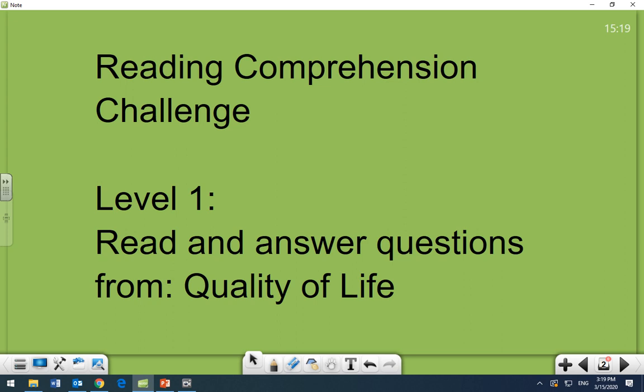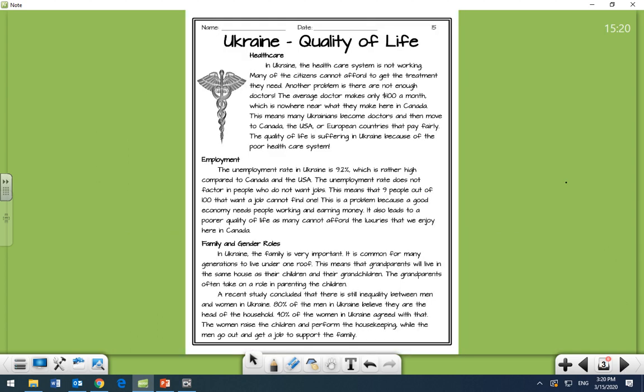You can choose. Everyone has to do level 1, which is to read and answer questions from Quality of Life of the Ukraine. But there are also 2 other levels. If you feel like a challenge, you can do level 2 or level 3, and we'll talk about those as we go through. Level 1 of the challenge is to read this page in your booklet, the Ukraine Quality of Life. It talks about healthcare, employment, and family and gender roles. So those 3 things. Okay?